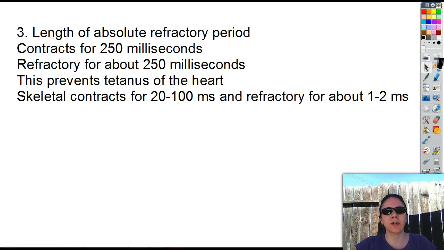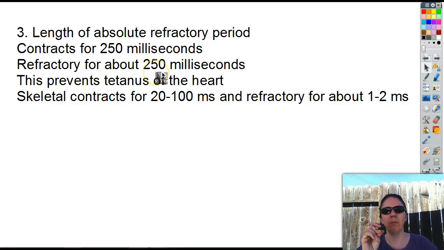If you remember, after a muscle contracts, there's an amount of time where we have to wait for everything to go back to normal. Calcium has to go back in, sodium levels have to go back to normal. And so for heart, it's a little bit different. The heart contracts for about 250 milliseconds, which for skeletal muscle is anywhere between 20 to 100 milliseconds. So the heart contracts much, much longer than skeletal. But the refractory period is just about as long.